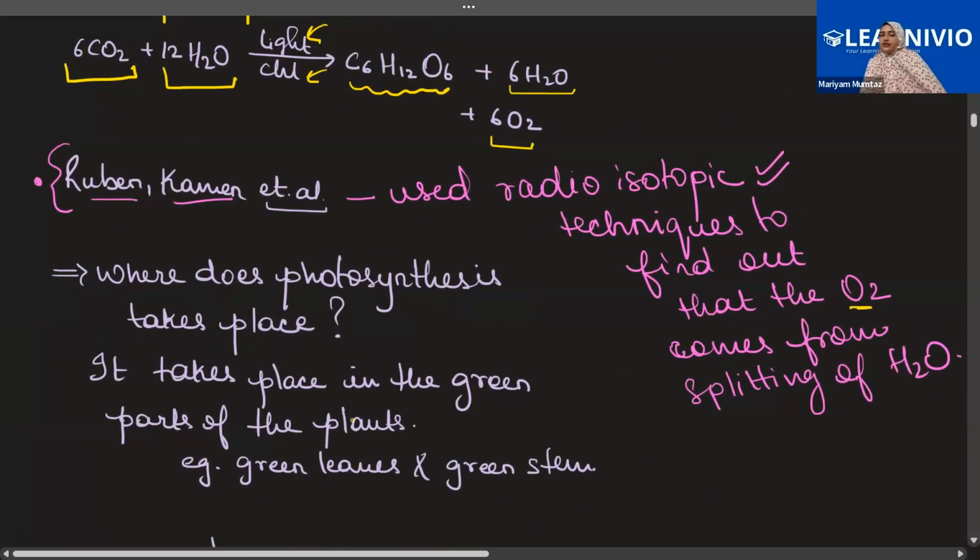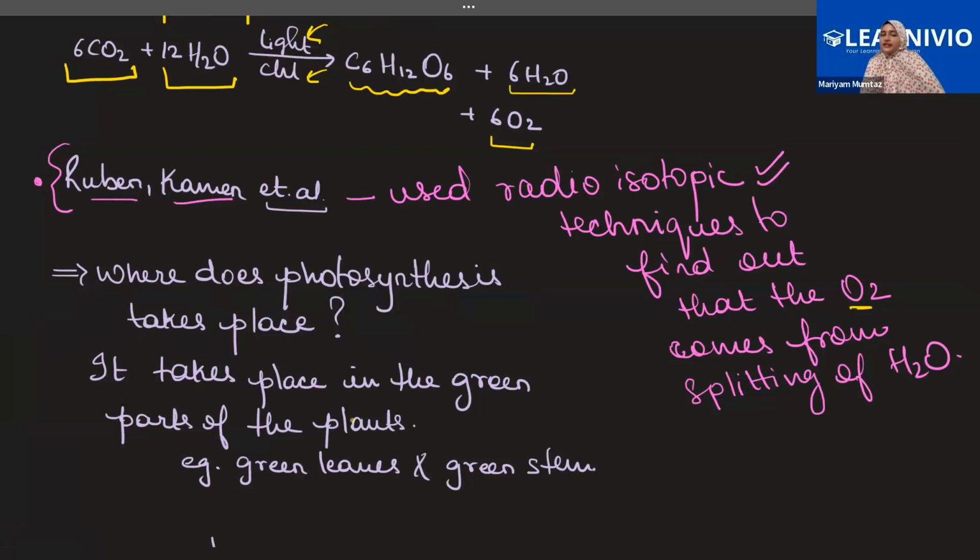No, ma'am. Now the question comes, where does photosynthesis take place? It takes place in the green parts of the plant. And you people know why? Because the green parts are the only parts of the plant that contain chlorophyll. And that is how the process of photosynthesis takes place.